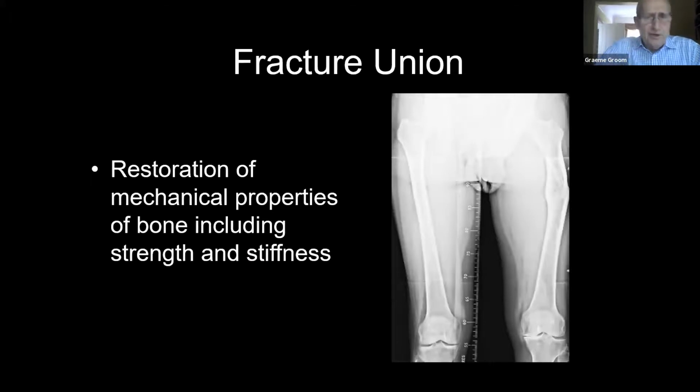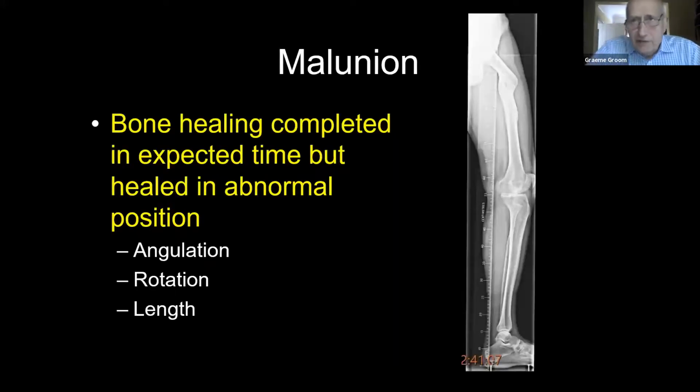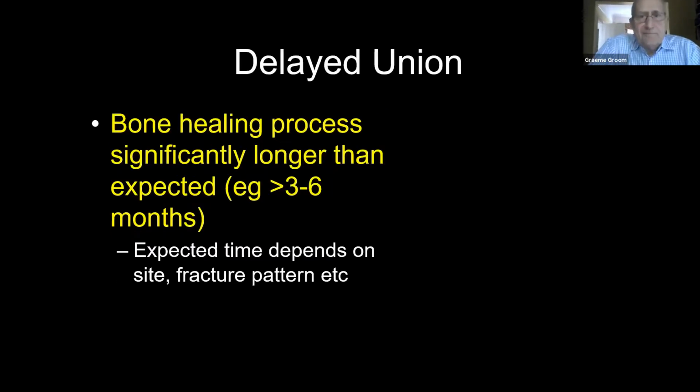Anyway, we've been asked to talk a little bit about fracture non-union, and if we start with fracture union, which David has described as the restoration of mechanical properties of bone, including strength and stiffness, I would agree with that. But union doesn't have to be uncomplicated. Malunion, as in this case, is where the bone heals in the time in which we expect, but in an abnormal position. It's really quite important to consider that the abnormal position can be in terms of angulation and rotation, and of course length. Plain imaging helps us in all those regards.